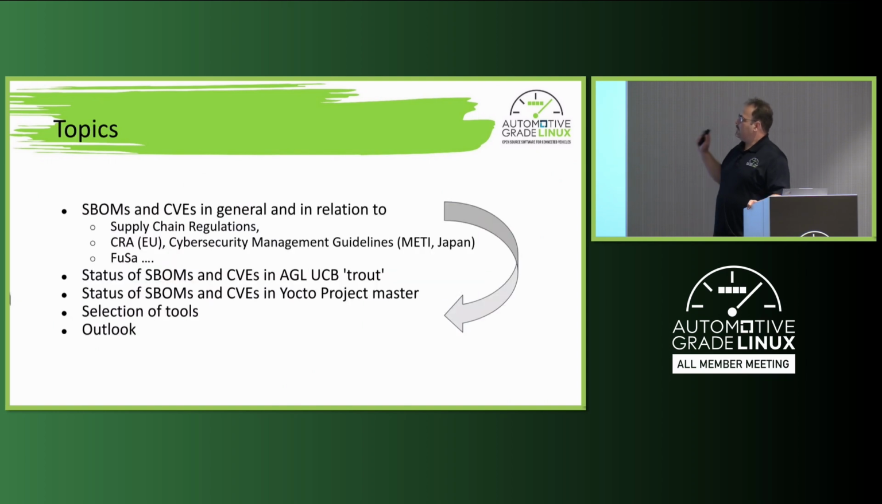So, first I want to get everyone onto the same page. SBOMs, CVEs, supply chain. I'll give a quick introduction to what all of that is, and then we take a look at what is in the current stable release, which is the Terrific Trout release. Basically, what you have now in front of you if you build AGL.